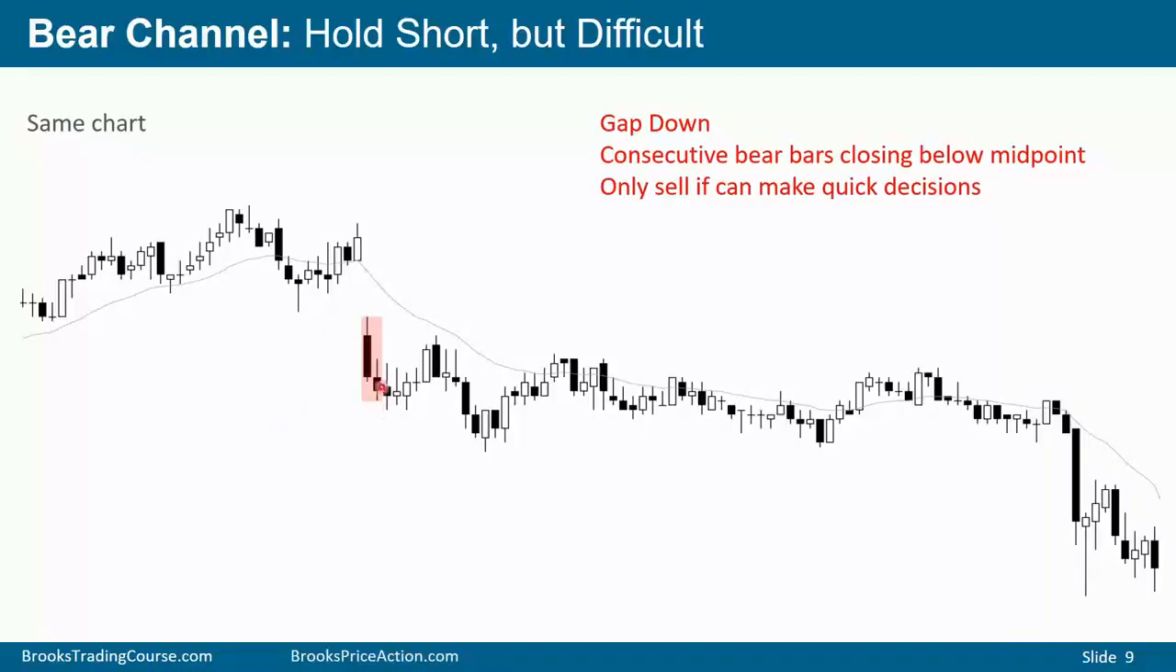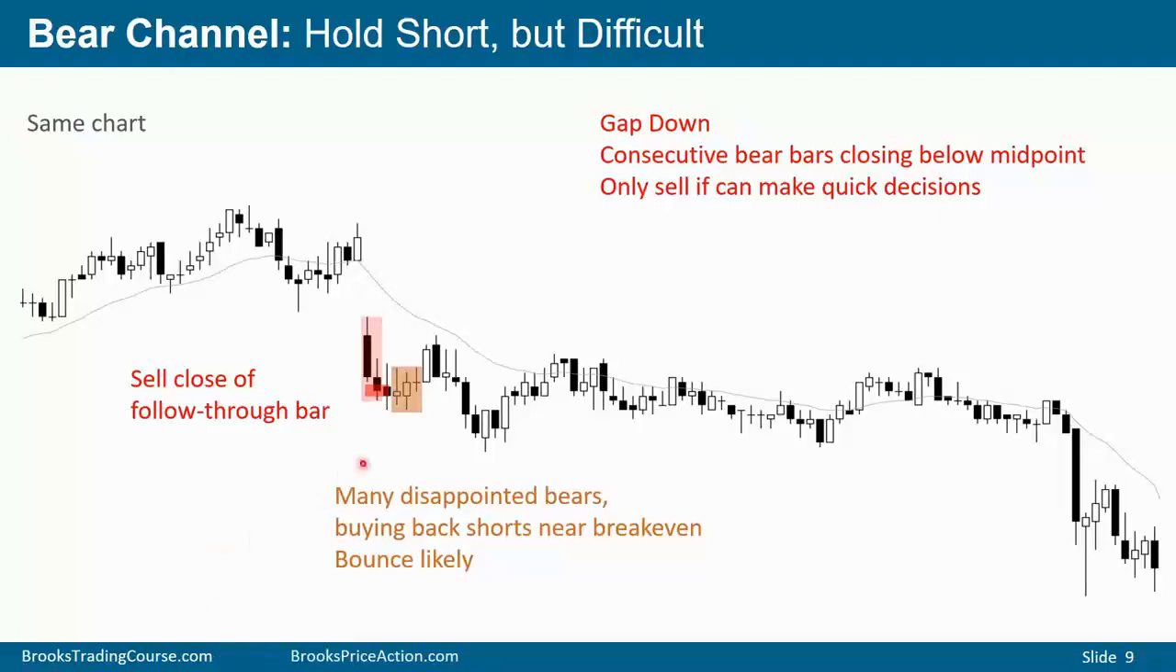Again, a gap down, consecutive bear bars, therefore always in short. But you can only sell if you can make fairly quick decisions. Here we have a pair of bear bars, but then what do you do once you see bull bars? Instead of a series of strong consecutive bear bars, now we're trying to get a reversal. A lot of bears are disappointed by this, and they'll buy back their shorts above the high of this bull bar, or simply at the market around their entry price, expecting at least a small bounce, possibly a low of the day.